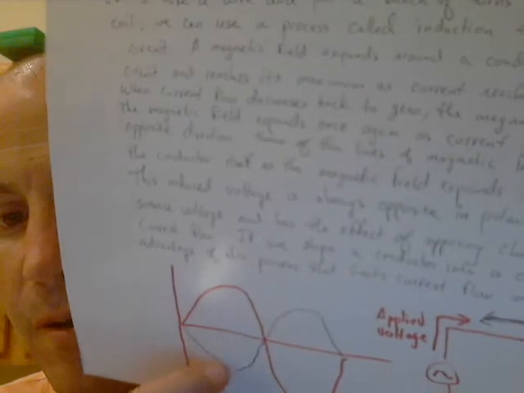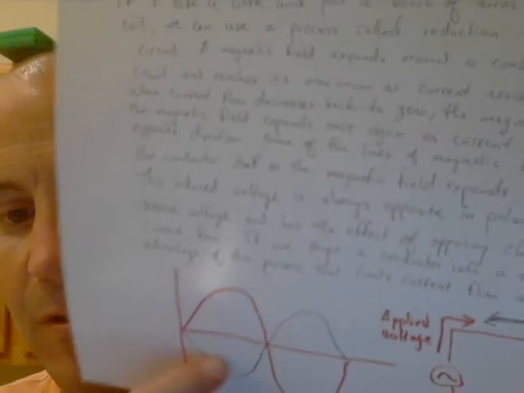My source voltage must first overcome this counter voltage, this counter EMF, before current flows. And what that does is cause a phase shift so that the current lags the voltage. In fact, in a purely inductive circuit, it lags the voltage by 90 degrees.